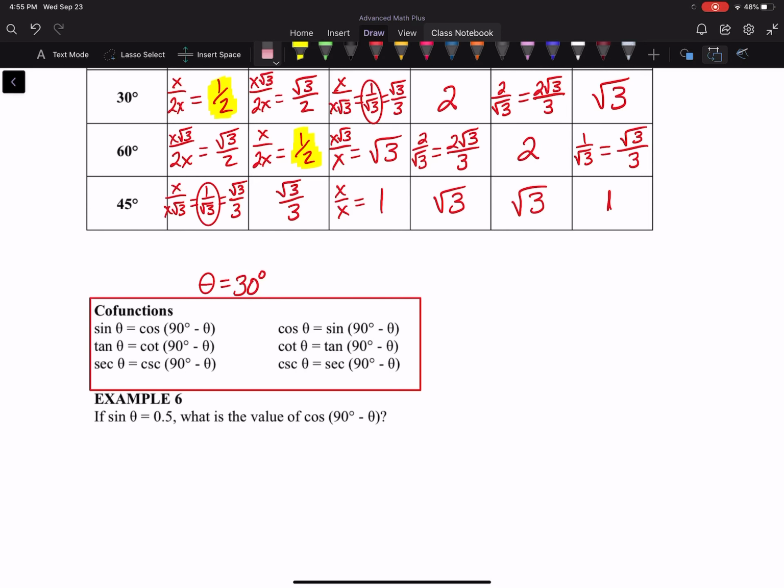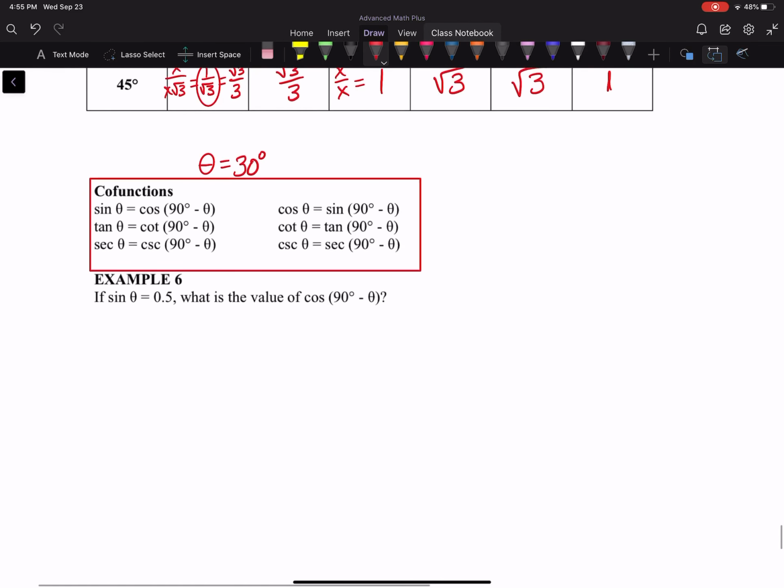And so that's all these are. If you can memorize them, that would be great. You do use them quite often. So I'm just going to use my box here. It says sine of theta is 0.5. So what is the value of the cosine of 90 minus theta? So I use the one we were looking at just then. It says they're equal. So the cosine of 90 degrees minus theta is just the same thing, 0.5.